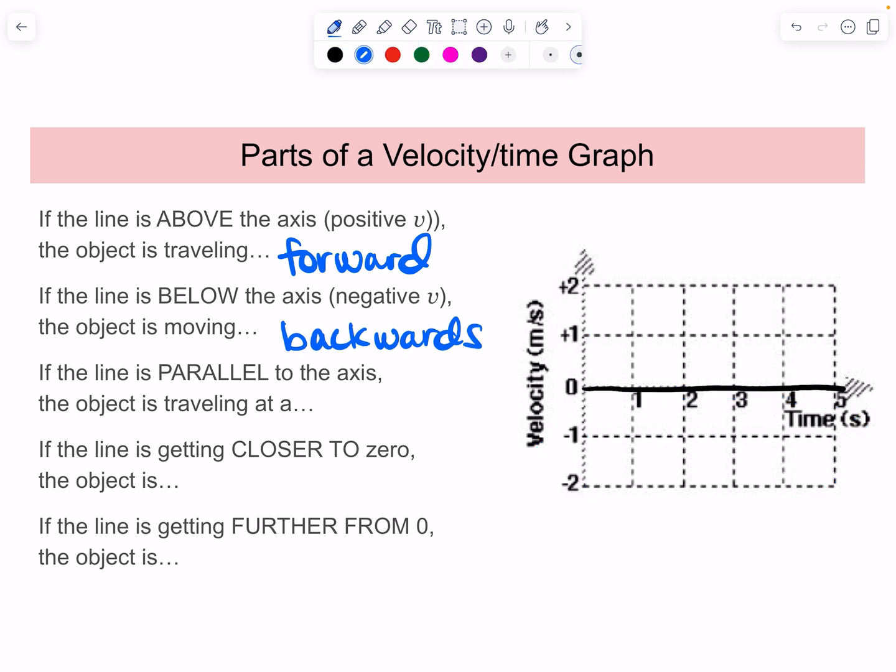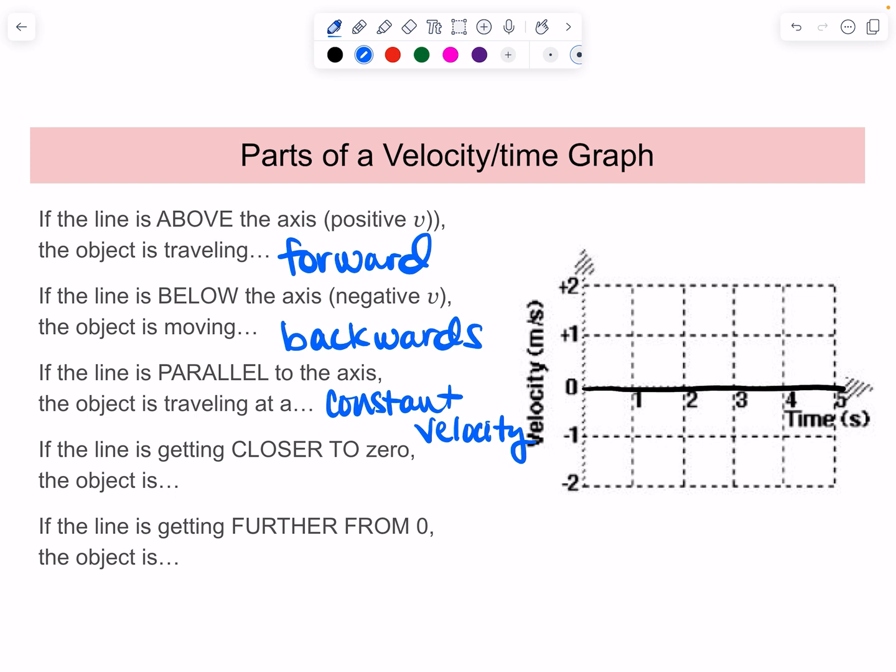If the line is parallel to the axis, let's say I see a line like this, that means that the object is traveling at a constant velocity. So if this were to be my graph, the object would be traveling at 1 meter per second for the entire time period.